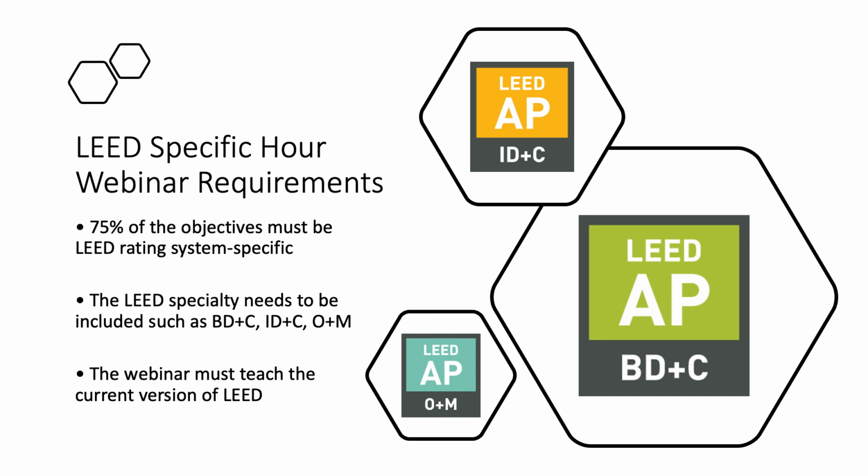Three-quarters of the learning objectives must be LEED rating system specific. The course or webinar specifies the rating system and version discussed at least once in the course title, the description, or the learning objectives. For LEED courses, the LEED specialty needs to be included, such as BD&C, ID&C, and O&M. And the webinar must teach the current version of the rating system.